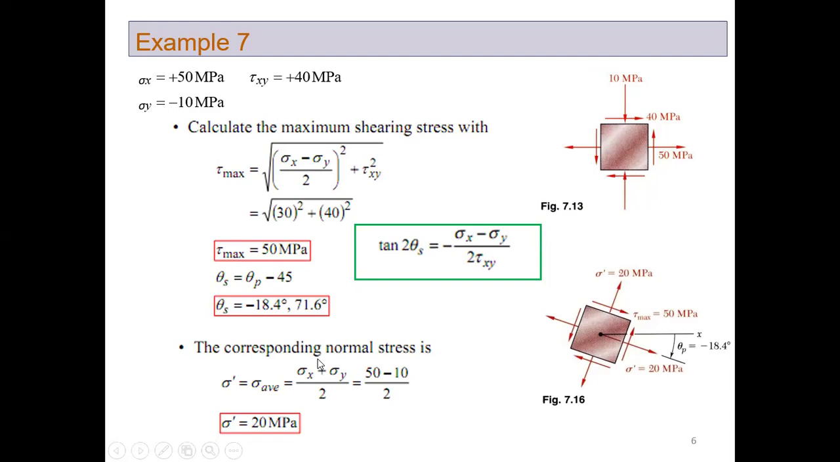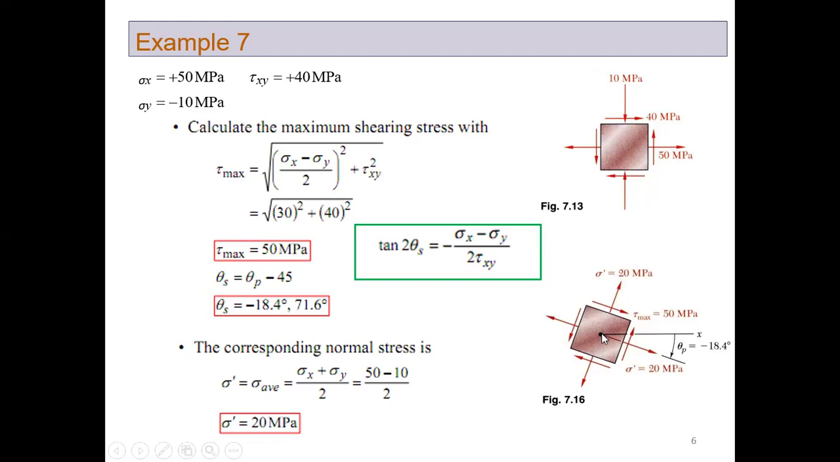The corresponding normal stress associated with the maximum shear stress is the average. So sigma prime is equal to sigma average, sigma x plus sigma y divided by 2. Just plug the values, and sigma average or sigma prime, the normal stress associated with this maximum shear stress, is 20 MPa. Next, again, we have to draw the stress element representing the maximum shear stress and the corresponding normal stress.